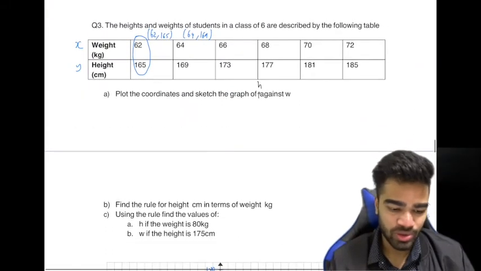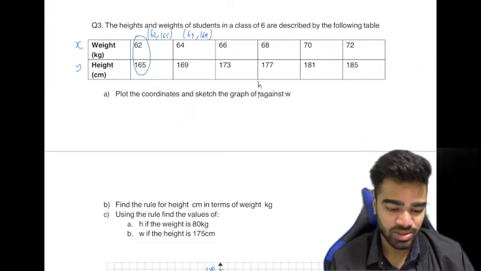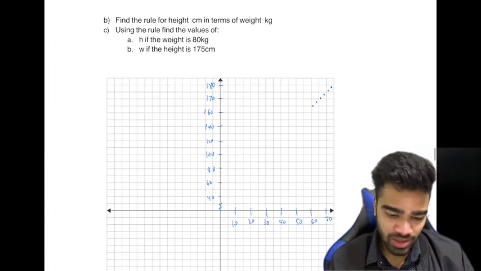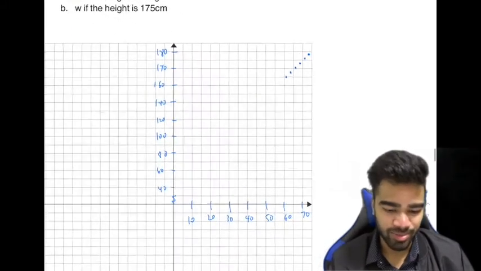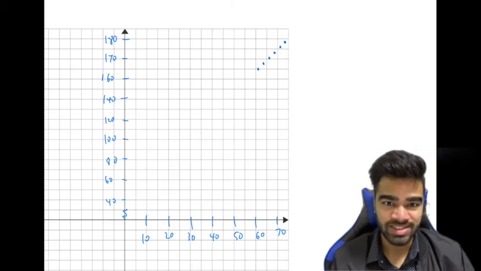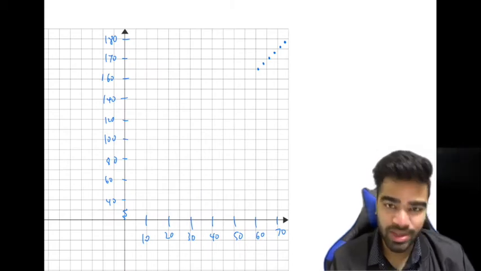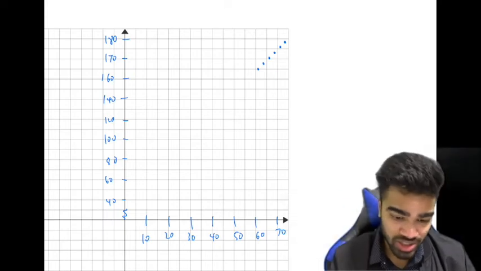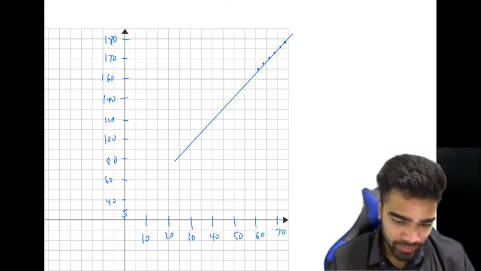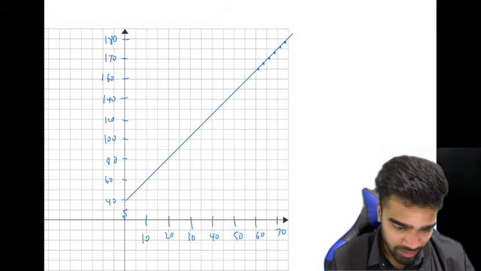So why don't you guys pause the video and try to plot all of these coordinates. All right, I've already done that beforehand. You'll notice I made a proper axis and everything, and if you plot all of them, they should make a nice straight line. So to sketch the graph, we just need to connect all those points roughly and make that, just about there.